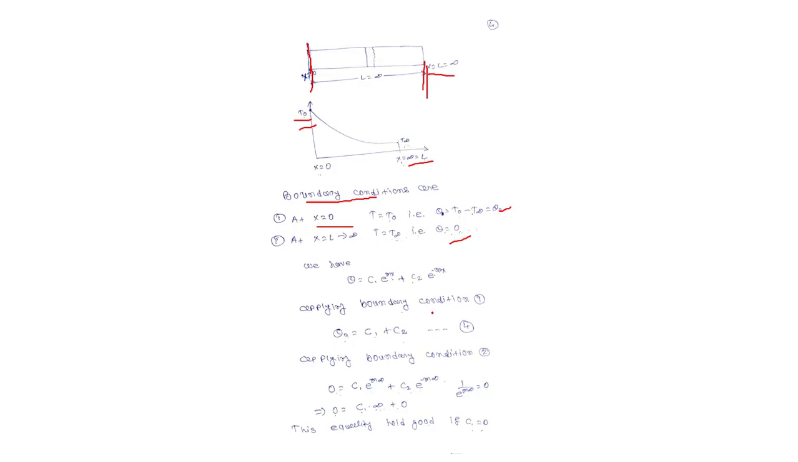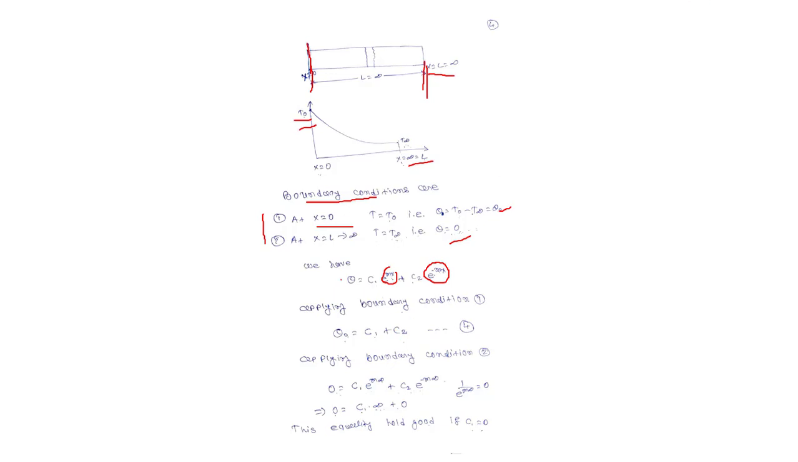Also we have the second order differential equation solution, that theta is equal to C1 e raised to mx plus C2 e raised to minus mx. Applying both boundary conditions in this equation, we put x is equal to 0 and T is equal to T0, so the exponential terms become 1. So our equation will be theta 0 is equal to C1 plus C2.